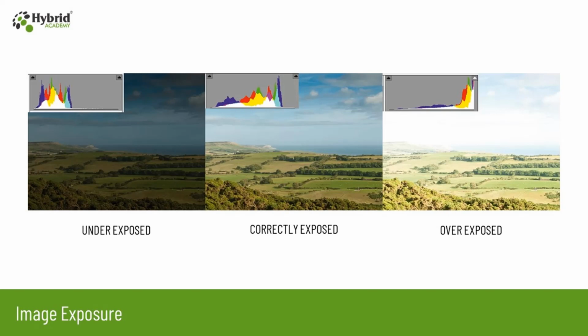In such cases, if you look at the histogram on the top left corner, the histogram moves more towards the right of the graph, and you will see all the spikes on the right corner of it. So this shows that this picture is overexposed. Now we can adjust all these situations in Photoshop using the image exposure option.